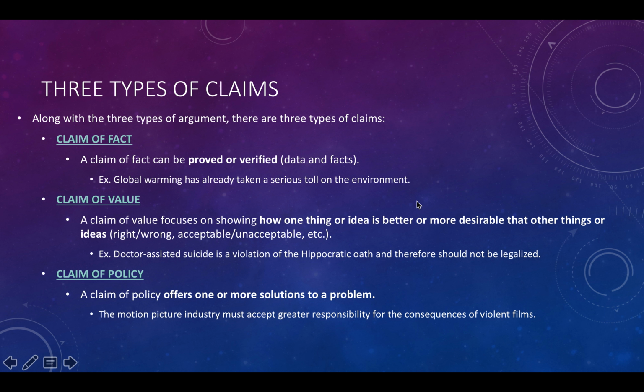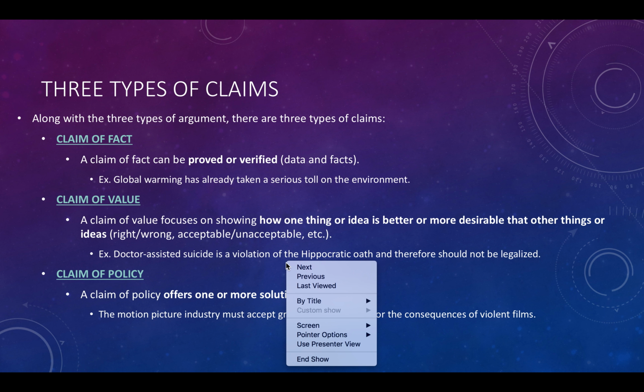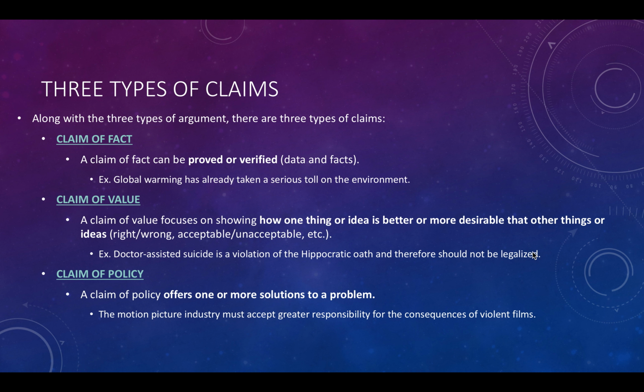A claim of value focuses on showing how one thing is better or more desirable than something else. So it's either right or wrong, acceptable or unacceptable, right? It really weighs heavily on issues of ethics and morality and what is right and what is wrong. A claim of policy offers a solution, one or more solutions to a problem.